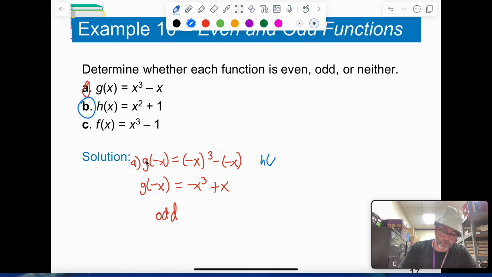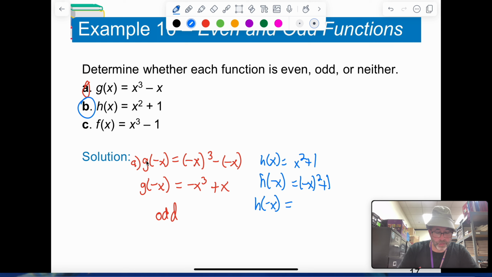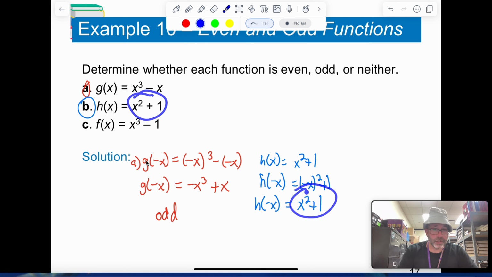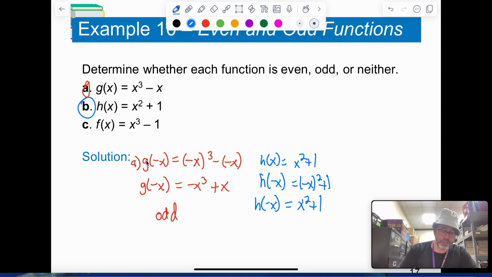H of x is equal to x squared plus 1. I'm going to put in h of -x. And what's going to end up happening is we'll have h of -x is equal to positive x squared plus 1. And you ask yourself, well, do I get the same thing? Here's my original function. Here's the opposite function. We get the exact same thing. And because of that, this is what we consider an even function.